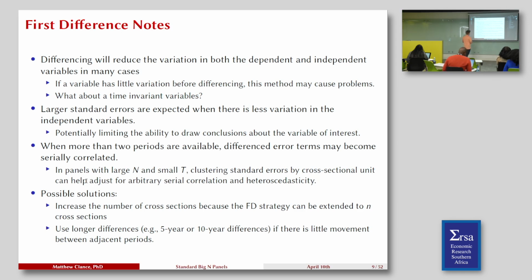We have larger standard errors anytime we have less variation. Okay? Also problematic. If the variable that we're interested in is no longer significant, we can't say anything about inference with it. Again, we don't want to kill our research, so again, we have to figure out ways of dealing with that, or change our methods. So basically this is potentially limiting the ability to draw conclusions about the variable of interest.